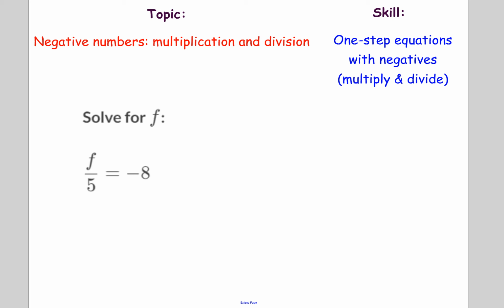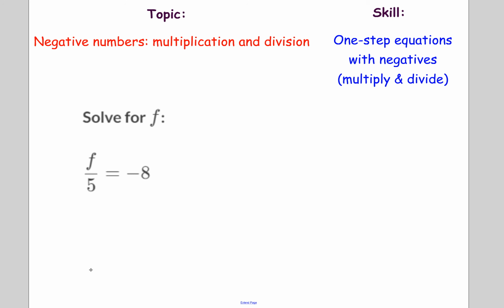This is going to be the video on one-step equations with negatives, multiply and divide. Please, I beg you, do not take shortcuts, okay? I understand you may find shortcuts, but it's important to know how to do these steps for when the problems get harder. So, f over 5, which means f divided by 5, equals negative 8.